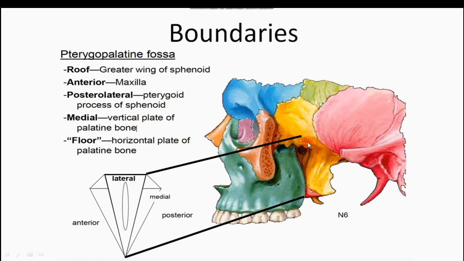This roof is formed by the greater wing of the sphenoid, and anteriorly is the maxilla, whereas posterolaterally, this is the lateral aspect and this is the posterior aspect, it is formed by the pterygoid process of the sphenoid.